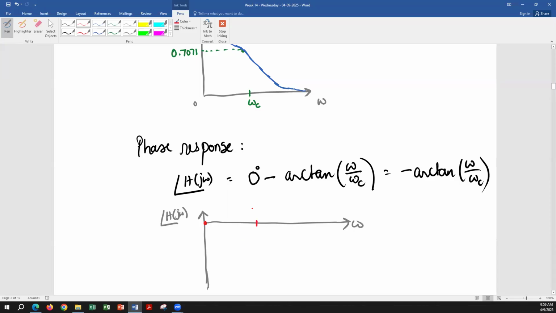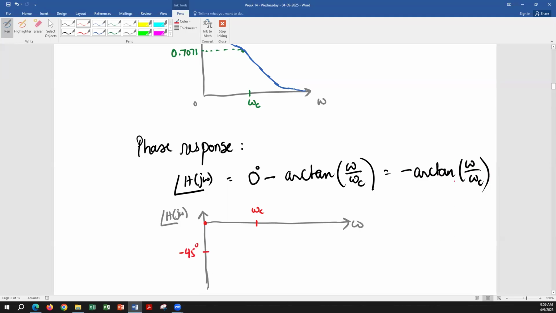Again, these are small things, but they are important to reflect that you are an engineering technology student. You don't have to pick up a calculator or go to a computer for the smallest of things. These are the things that you should know. At omega c, tangent inverse of 1 is 45 degrees, and we have a negative sign here. So that's negative 45.